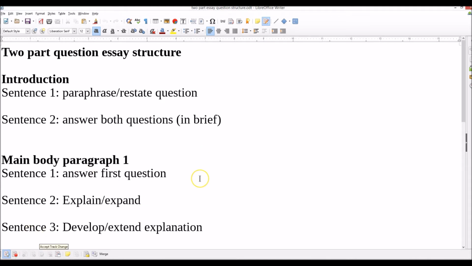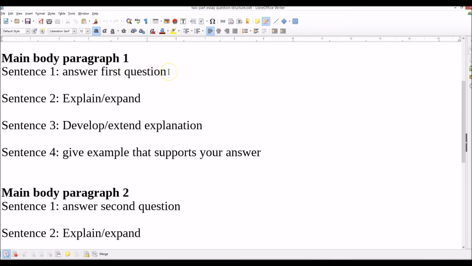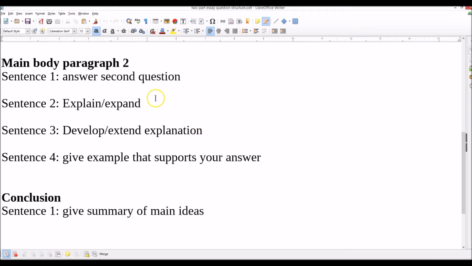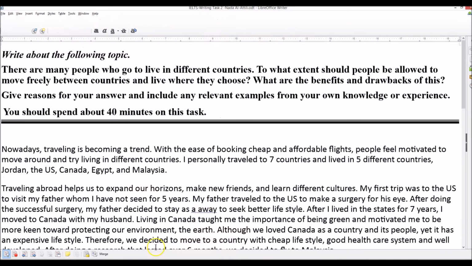Then we come to the body paragraph. You answer the first question again in brief, explain it, expand it, develop it if you need, and then we have to have an example. Every essay needs reasons and examples in every paragraph. Clear central topic in each paragraph. Present, extend, explain, support with an example your main ideas. So this is something that we have to have. Then body paragraph 2, again the second question, explain, develop, example, and then in conclusion we need a summary of the main ideas. So let's take a look at this essay.